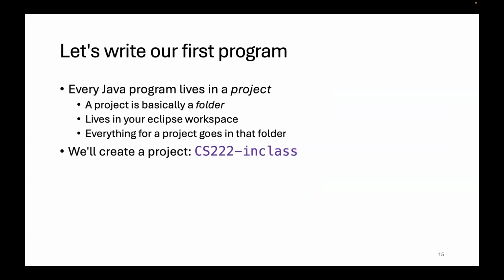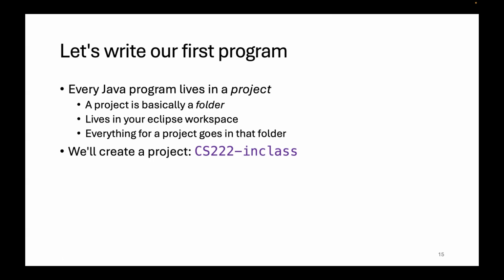Okay, so we're going to write our first program. Before that, I need to tell you that every Java program has to live in a project. This is one of the things that I don't like about VS Code, because VS Code doesn't enforce these rules. But in Eclipse, it makes you have every program live in a project. A project is basically just a folder where all of the code for the project lives. It lives in your Eclipse workspace, wherever you've decided that is, and everything for that project goes in that folder.